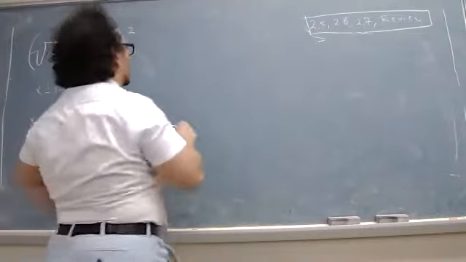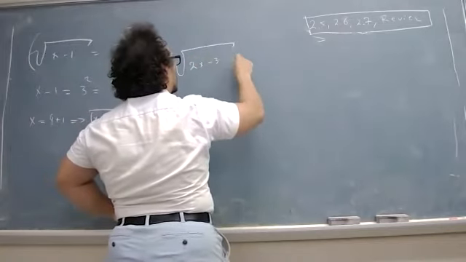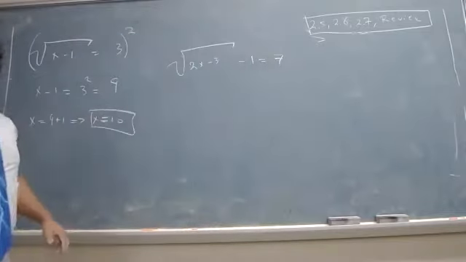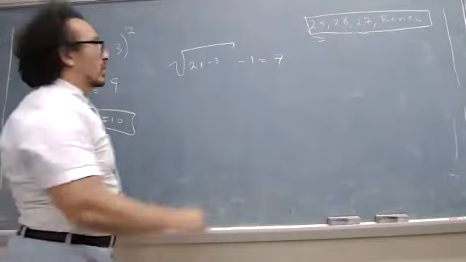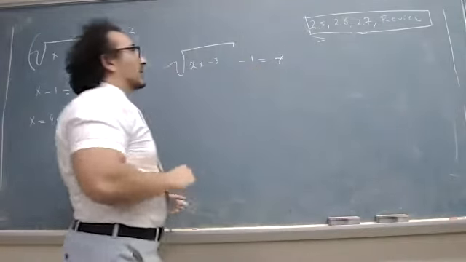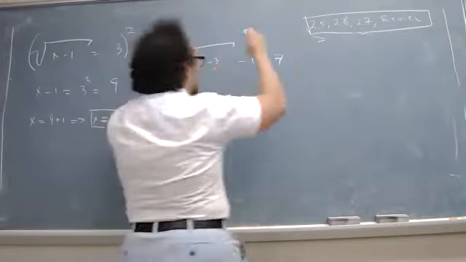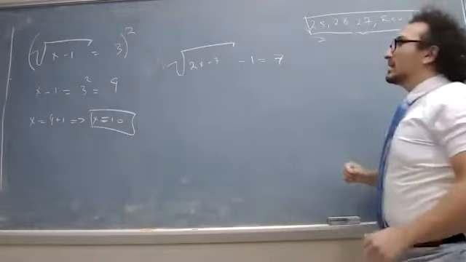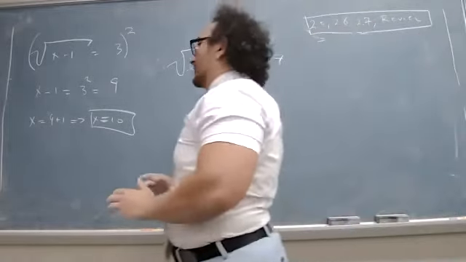Let's do another example. What about the square root of 2x minus 3, minus 1, is equal to 7? How do I solve for x? Well, the answer is not to square both sides yet. Why? That pesky number 1. That minus 1 there, we've got to get rid of it, because if we square both sides, then we'd be squaring the quantity square root of 2x minus 3 minus 1, and then you would have to FOIL, and that's not what you want. You have to distribute.